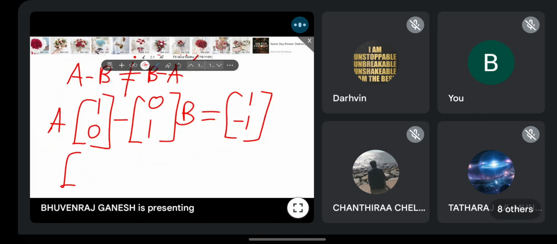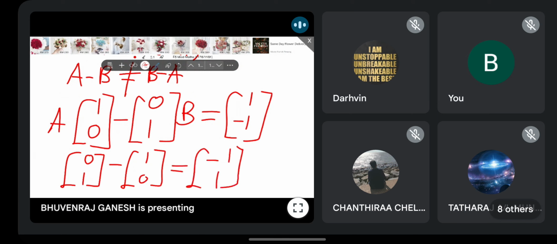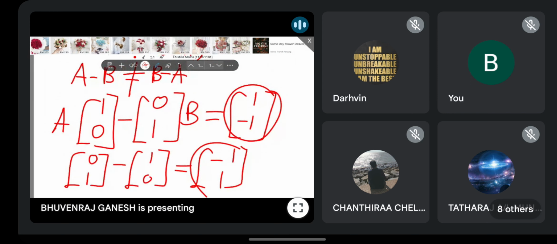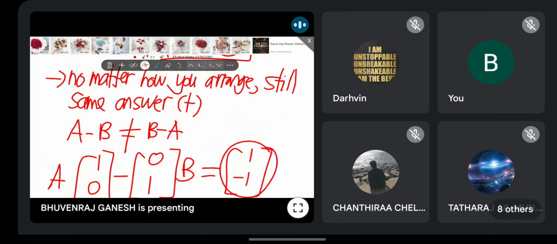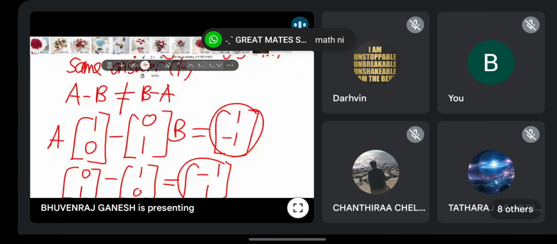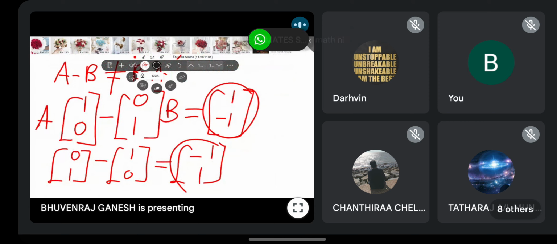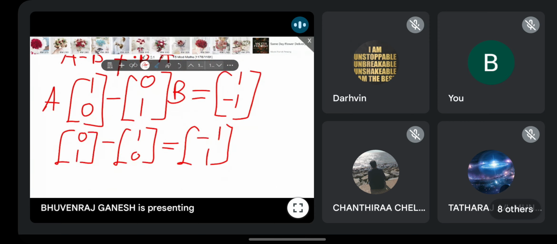Correct? Now let's say I switch the order. B minus A. What is the answer? Negative 1, 1. So guys, can you see that your answer is not the same? This one and this one is not the same answer. So it means that in minus, you minus two matrices in two different orders, you will get different answers. But plus, you will get the same answer. This is the speciality of matrix. Understand? So yeah, this is between plus and minus.